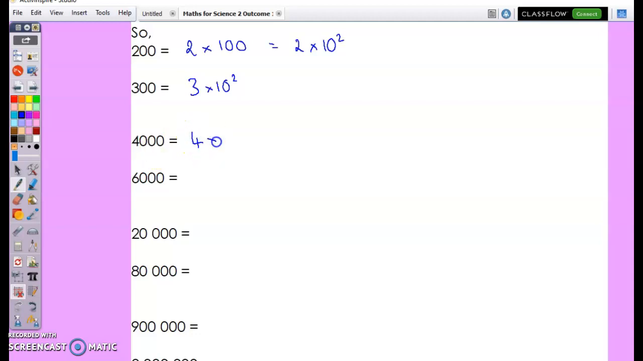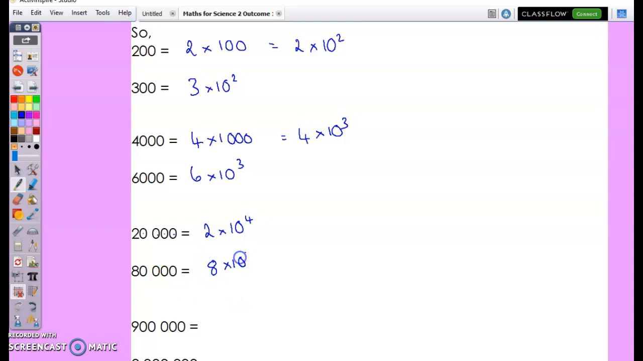4,000 is the same as 4 times 1,000, which is 4 times 10 to the power of 3. 6,000 would be 6 times 10 to the power of 3. Hopefully we're getting the idea now. 20,000, don't think about it as 20,000, think about it as 2 and then 1, 2, 3, 4 zeros, so it would be 2 times 10 to the power of 4.